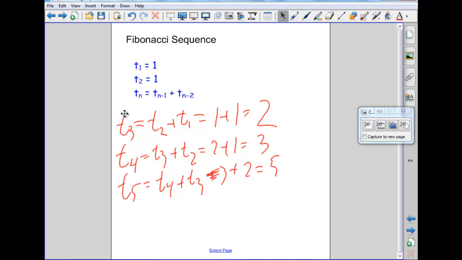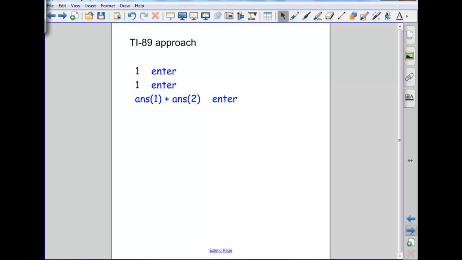Let's speed this up with our wonderful calculators. Here's your TI approach. Let's try it. I have a spare calculator here if you're in need.